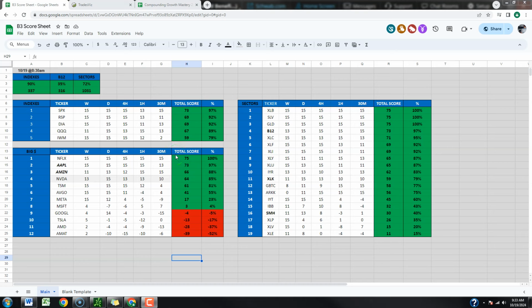Big move in Netflix after earnings, that gets a perfect 75. Apple, Amazon, NVIDIA, TSM. If anything, I try to avoid AMAT, AMD, Tesla, and Google. Probably Microsoft and Meta as well. Try to focus more so on the top 2, 3, 4, maybe 5 names. But that is a good-looking sheet.